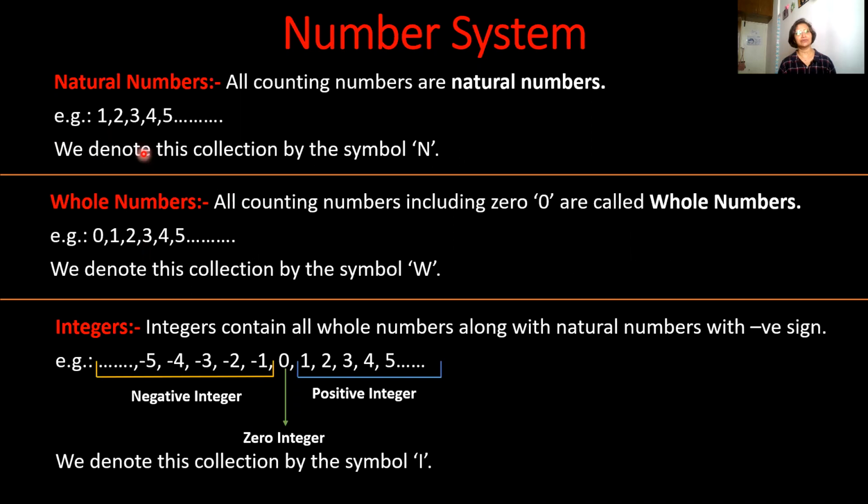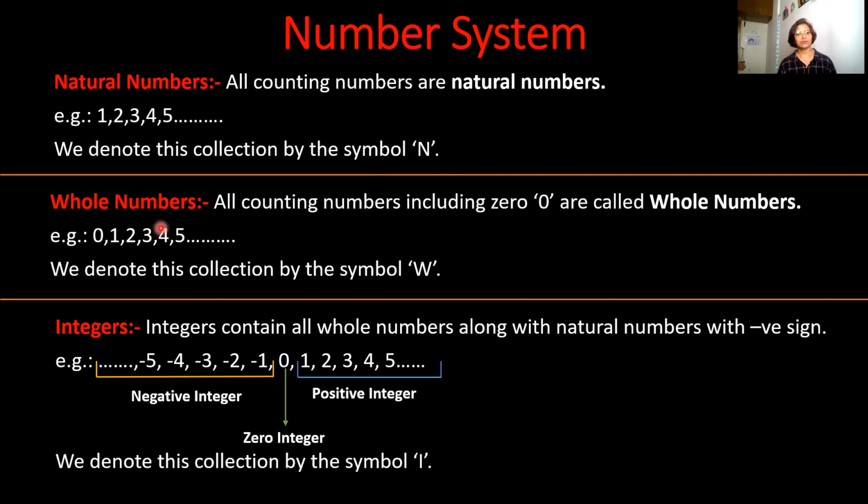From where do we start counting here? Start from 1. So 1, 2, 3, 4, 5, 6, 7, 8, and 9, and so on. These numbers are called natural numbers, or you can say counting numbers. We denote this collection by the symbol N.